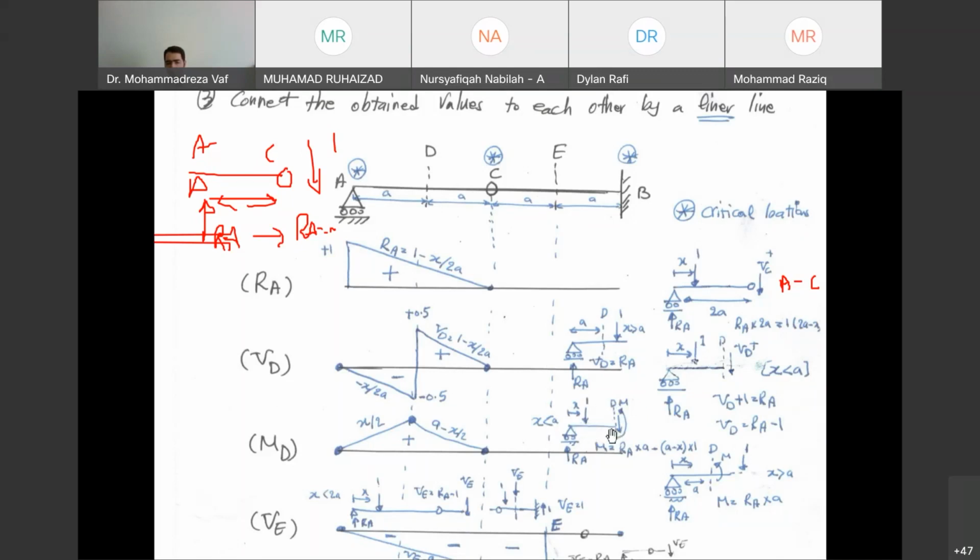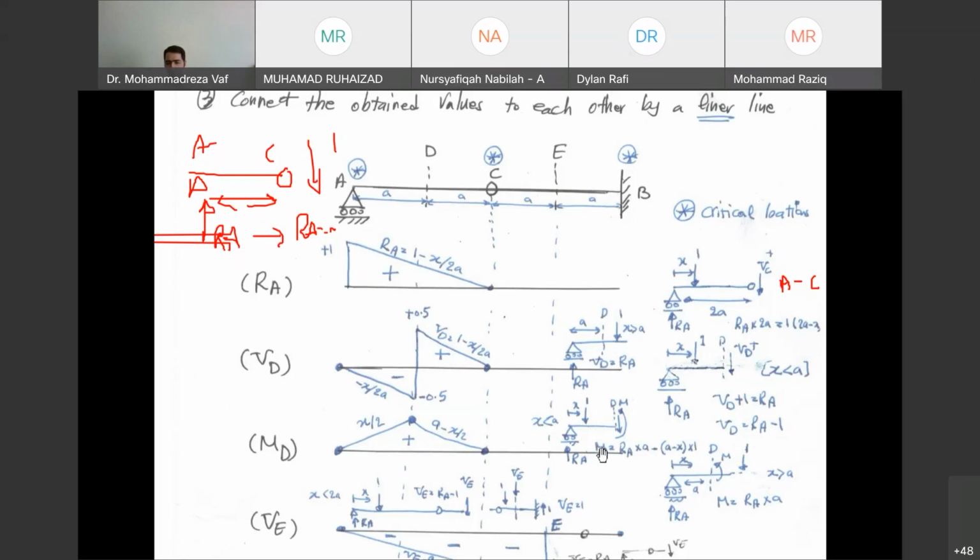I can write down sigma m at point D should be 0. So it's going to be RA multiplied by A minus 1 multiplied by A minus x minus m equals to 0. So you can write down the equation. If you simplify the equation, finally you get this equation. That means m equals RA multiplied by A minus x multiplied by 1. At the end, basically you need to put the value of x and RA to get m.